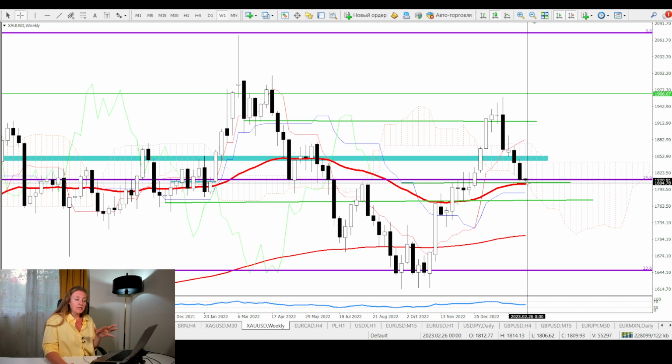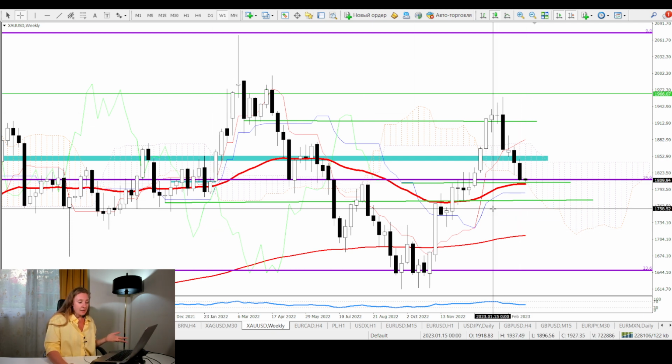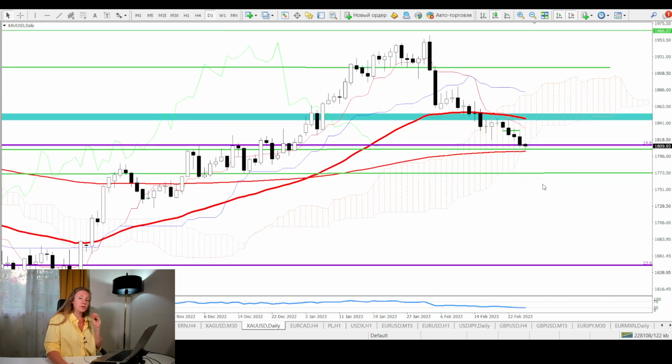Under 1,800, they will go lower to the 1,780 area. Technically, it will be like a really beautiful idea. But on the daily chart, if you check the Ichimoku cloud, they are still near the support line. They still didn't break it. So this is what I think is interesting, as with the euro. But under 1,800, I'm going to try to sell down to 1,770. This is my general trading idea.